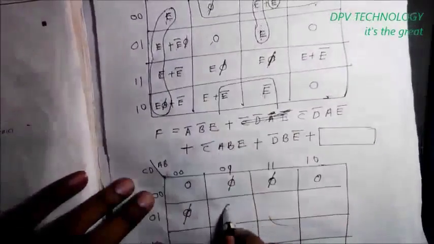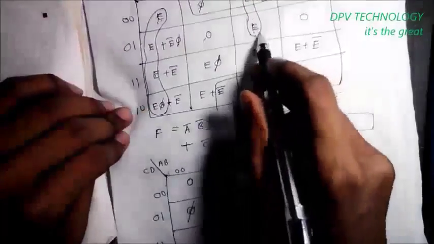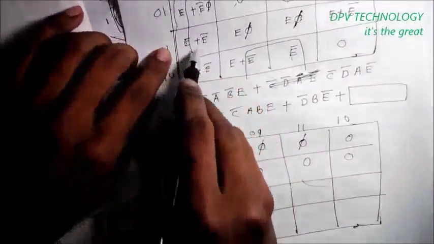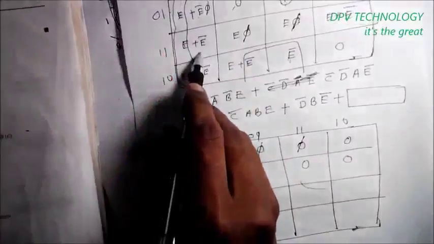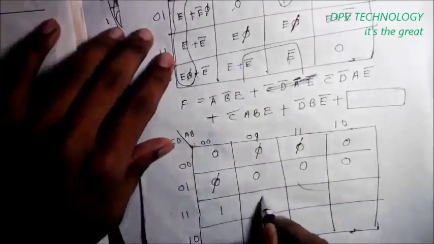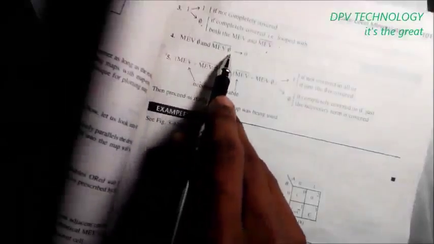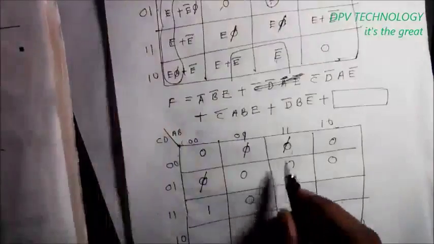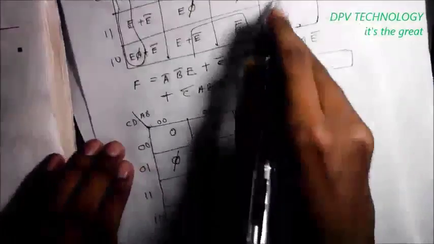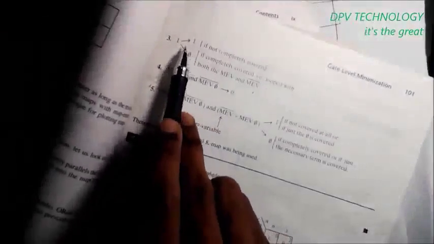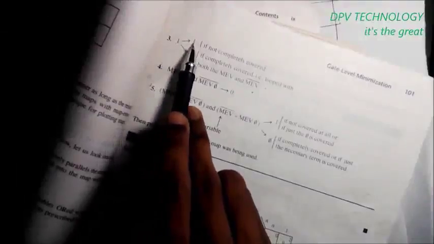Now here it is 0. This is 0, it will be this 0. It is not completely covered, MEV or MEV bar. According to rule number 3, it will become 1. It will become 0. According to rule number 4, here you can see MEV don't care and MEV bar don't care is 0. Here this is MEV don't care, it will become 0. This will also become 0. It will become 1 as it is not covered at all. According to rule number 3, this is E or E bar, it will become 1 if not completely covered.